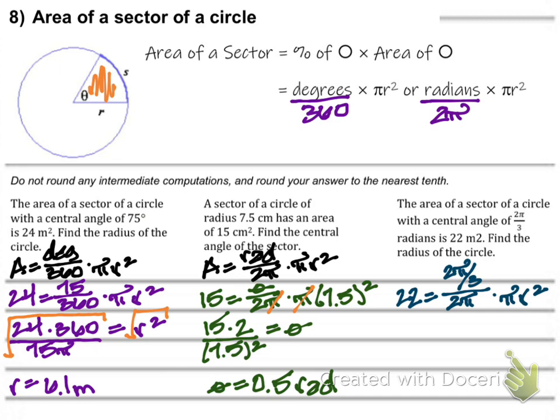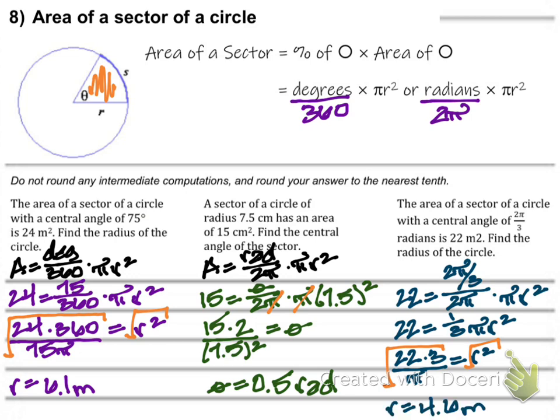I know that 2 pi over 3 divided by 2 pi can be kind of freaky for you, but that's going to reduce to 1/3. And then I'm going to rearrange a little more, take the square root, and I get 4.6 meters. Those should be pretty quick for you, I think.